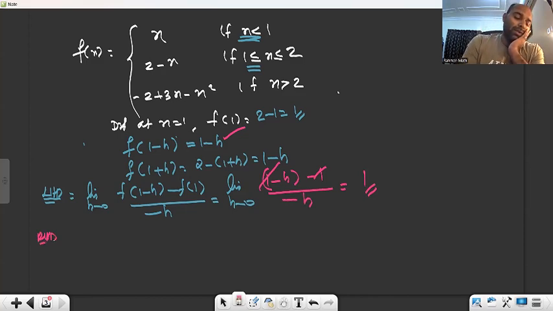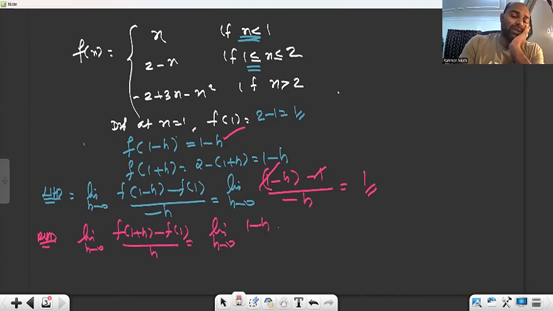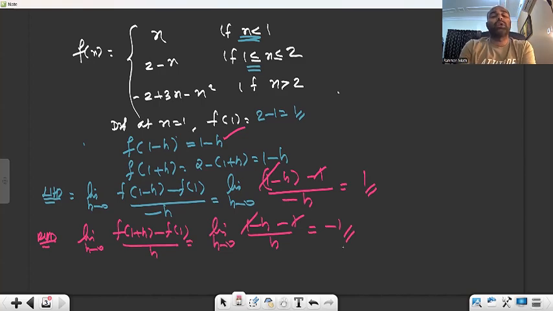Now RHD. Limit h tending to 0, f of 1 plus h minus f of 1 by h. What is 1 plus h? That's also 1 minus h, minus 1 by h. This cancelled. Minus 1.